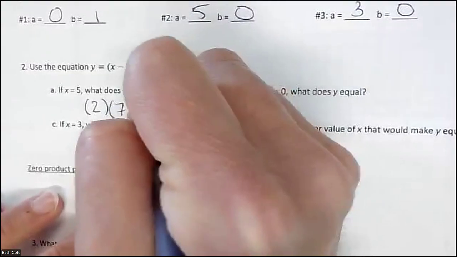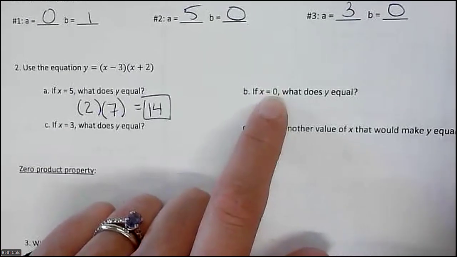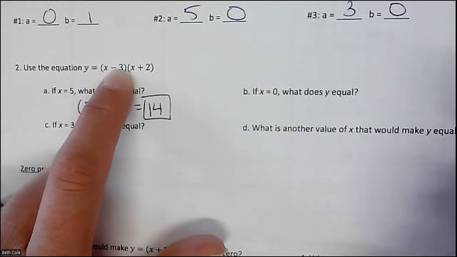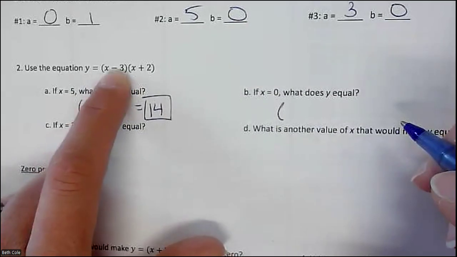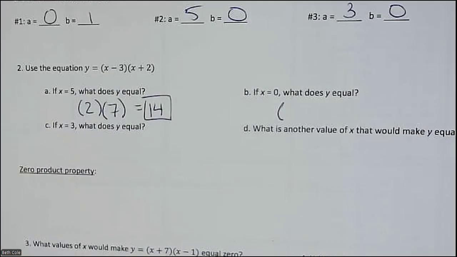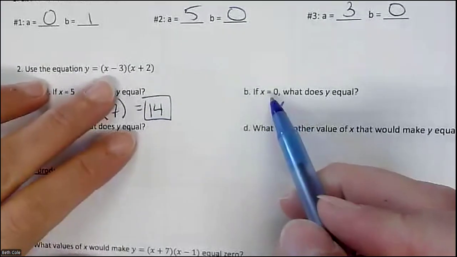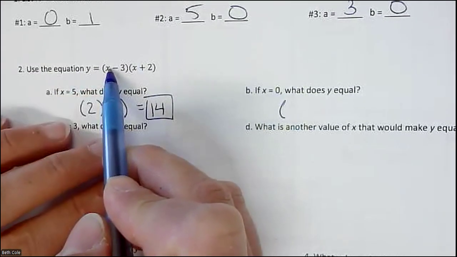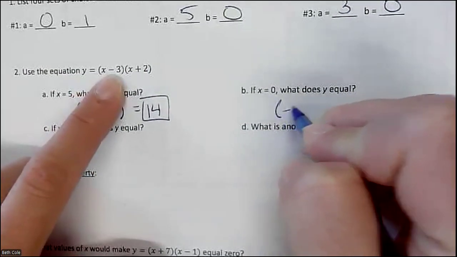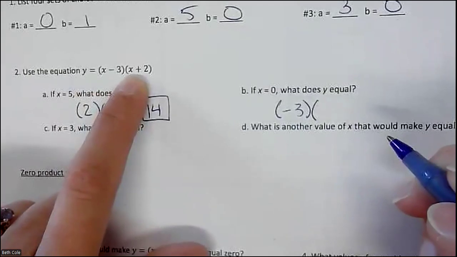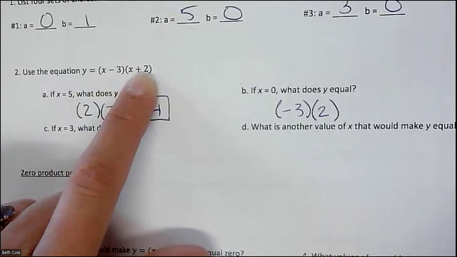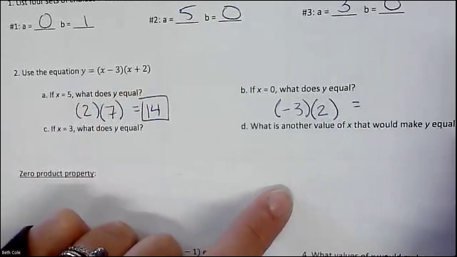All right, so 14. So let's try B. If x equals 0, what does y equal? Now let's plug in 0. If x is 0, we're going to plug in 0 right here. 0 minus 3. What is that going to give us? Negative 3. Good job. And then if you put in 0 here, 0 plus 2 is 2. And then you're going to multiply those together.